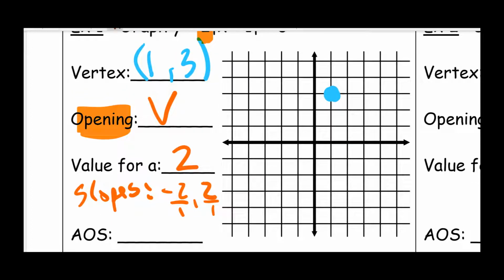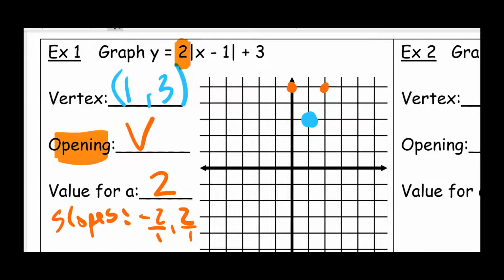So from the vertex, I'm going to go up 2 to the left one, and up 2 to the right one, and that's all that can fit on this graph. Then I would draw my little arrows, and that would be the picture that represents this.